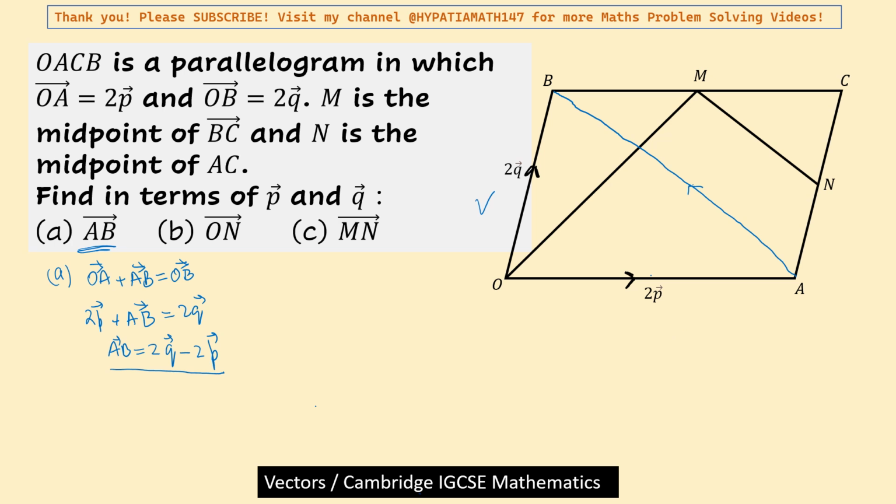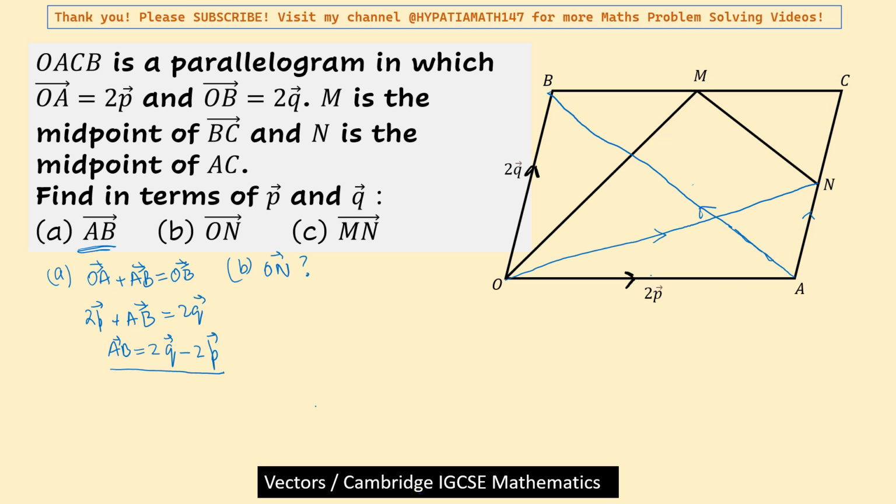Now I need to find what ON is. Okay, let me keep the line, it will come in handy. So then to do the B part, ON. Where is ON? ON is here, so let me join ON. Again, this would be the direction. And you see that since OB is parallel to AC, the direction of the vectors would be the same and they would also be equal. So ON I can easily find.